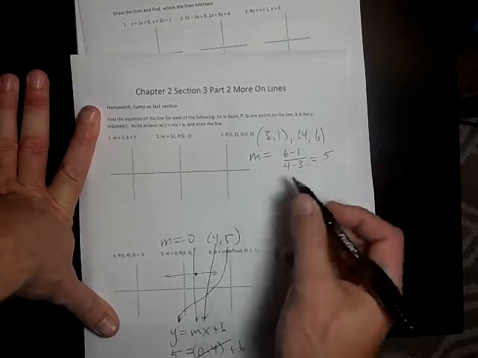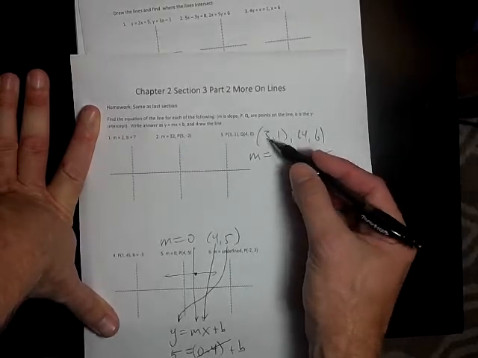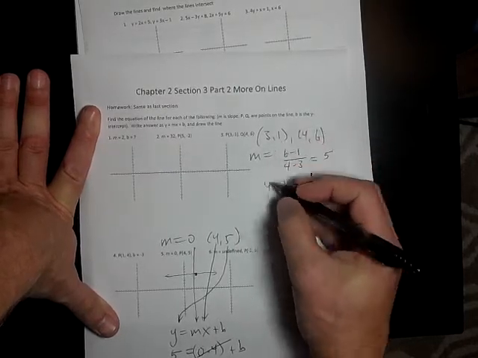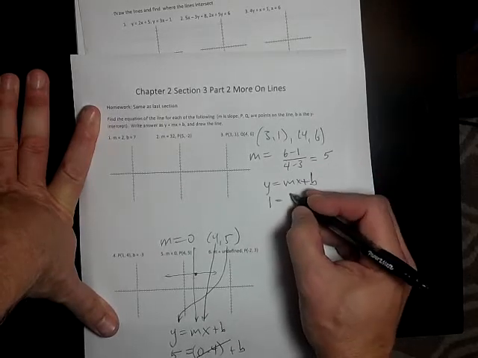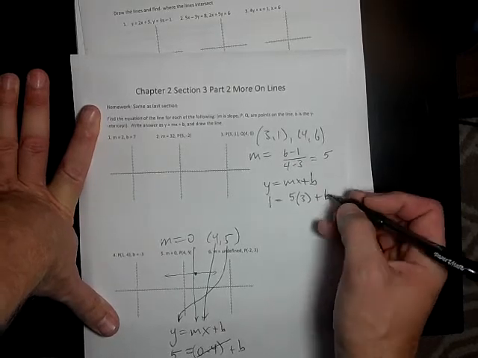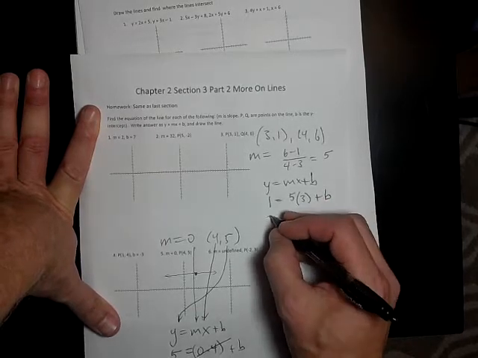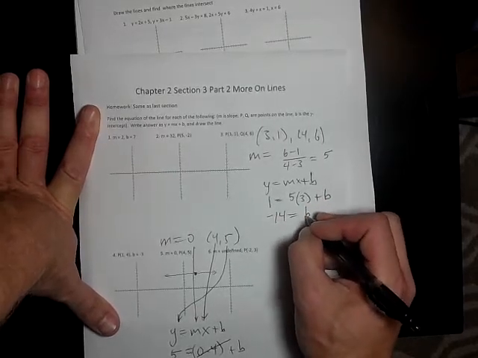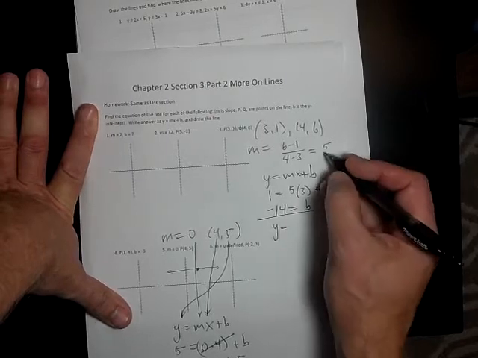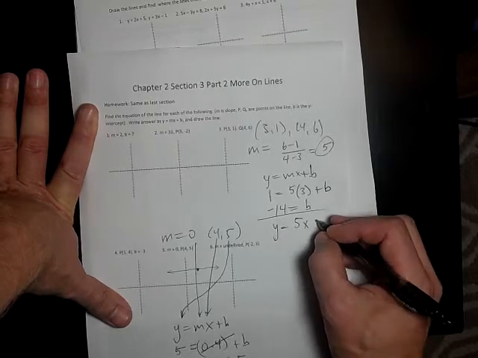Then, to find the equation, we can use either one of these points. I'll just choose this one right here. So y equals mx plus b. Y is 1, m is 5, x is 3, plus b. So I'm going to subtract 15 from both sides. That's what this is, 15. And that gives me minus 14 is equal to b, which means the final answer is y equals 5x plus b, and b is minus 14.